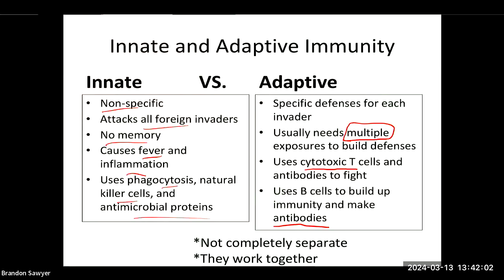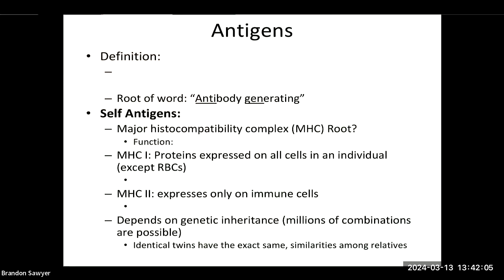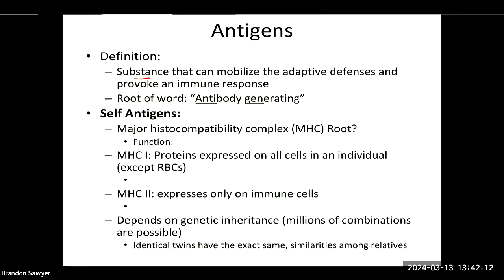So, okay, let's look at kind of the basics of the immune system. One of the primary basics here is defining what an antigen is. An antigen is any substance that can mobilize the adaptive defenses of the immune system. And really, the easiest way to think about it is it's an antibody generating substance. So if something gets into your body and causes your immune system to make antibodies against that, then it's an antigen. That's what it is.